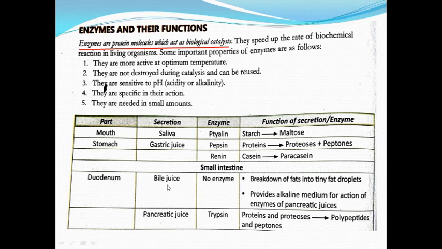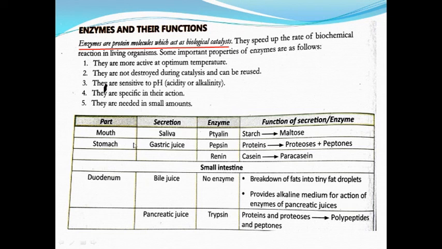Now this is important. Here you have the digestive organ, here what is secreted by it, here what enzymes are present in it, and what is the function of the enzyme. So if you know this table, it is very useful for you. In the mouth, saliva is secreted. It contains ptyalin, and what it does is change starch to maltose.